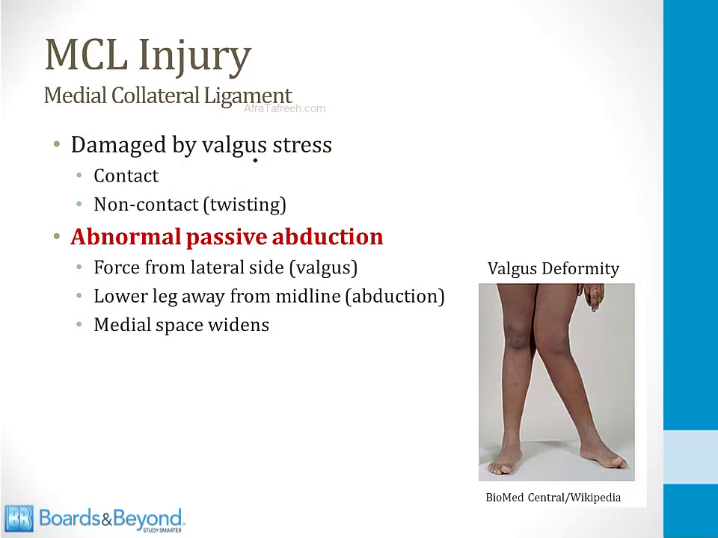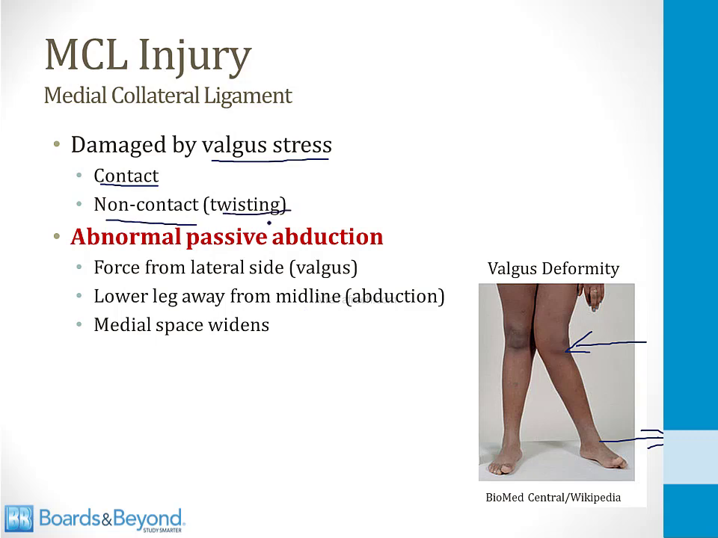The MCL is often injured by a valgus stress. Remember, it's found on the medial side of the knee, so a stress that pushes the knee medially or pulls the lower leg laterally can stress that ligament and can potentially tear it. This could be a contact injury, like if someone is tackled in a football game from the side of their knee. It can also be a non-contact injury if the person twists their lower leg and knee.